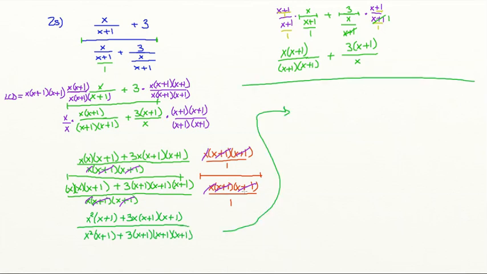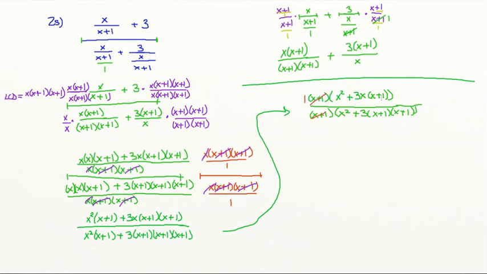Okay, let's see. Everything has an x plus 1, so I'm going to factor out an x plus 1 from the top. And I can factor out an x plus 1 in the denominator. And x plus 1 divided by x plus 1 equals 1. So this can be reduced.